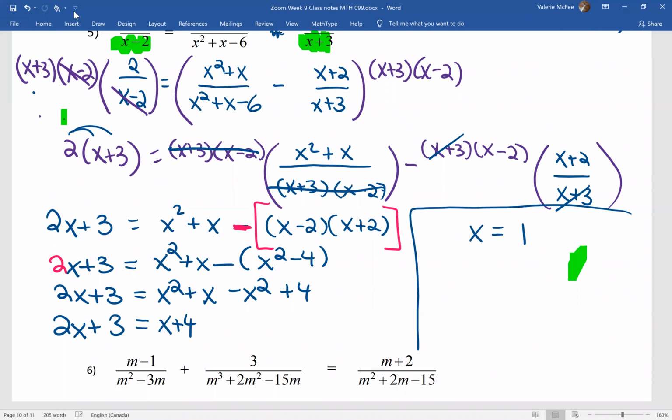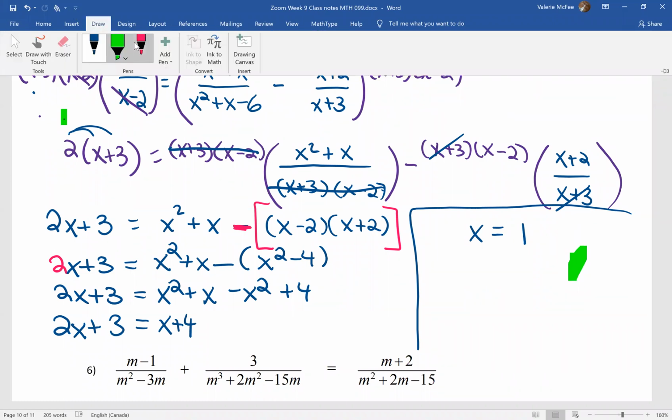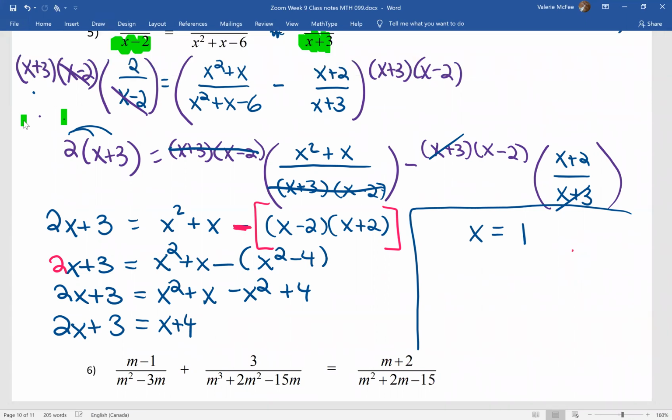Oh, I guess I didn't get rid of that. And x cannot equal -3, but it doesn't. X equals 1, so this is our solution.